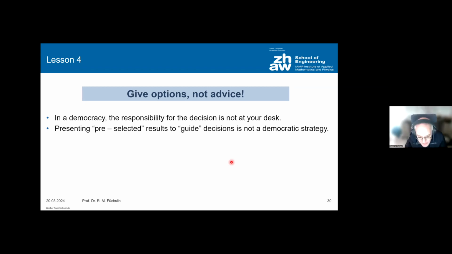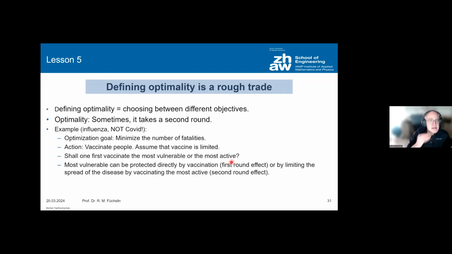Very important, especially if we collaborate with politics: we have to give options, not advice. There are value statements and factual statements. We as scientists are responsible for the factual statements. For the value statements, at least in a democracy, we have institutions that are responsible, partly even elected. They have to do the valuing. We have to do the facts.